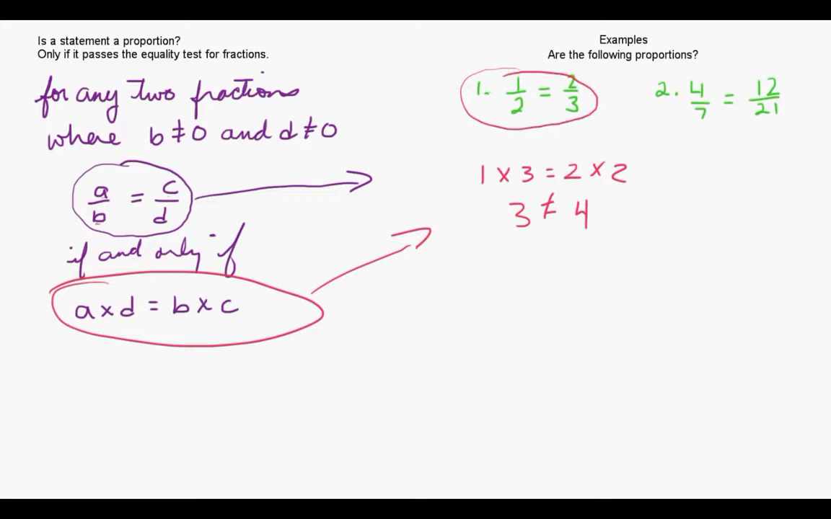Let's take a look at the second example. We have 4 over 7 equals 12 over 21. So we're going to do the same thing. We're going to take 4 times 21 equals 7 times 12. 4 times 21 is 84, and 7 times 12 is also 84. So here, they're equal, so we can state that yes, this is a proportion because the two fractions are equal.